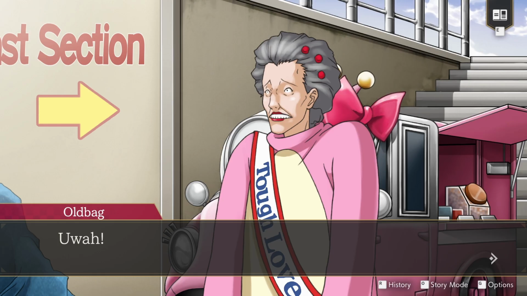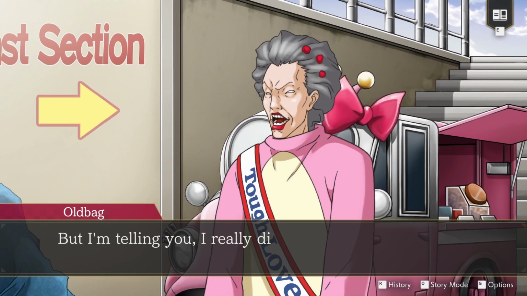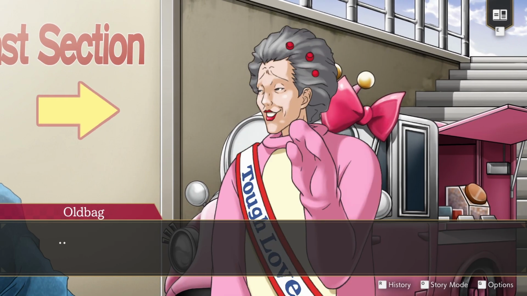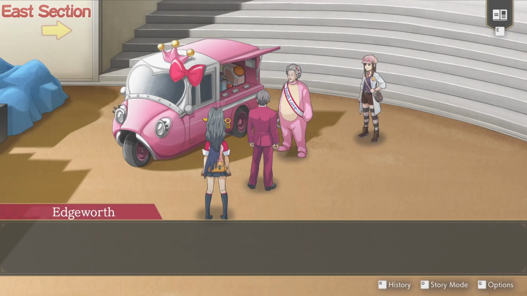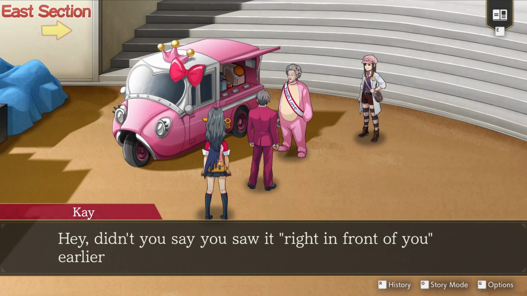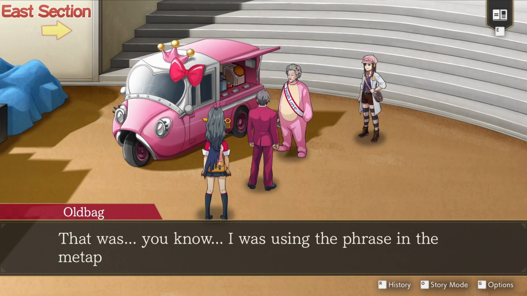I'm beginning to doubt if you really witnessed the murder at all. But I'm telling you, I really did see it. I saw it with my very own eyes, from a seat in the second tier. The second tier? Hey, did you say you saw it right in front of you earlier? That was, I was using the phrase in a metaphorical sense.